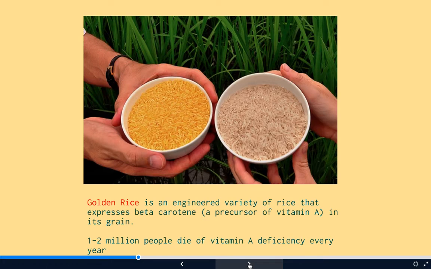Golden rice is an engineered variety of rice that expresses beta carotene, a precursor to vitamin A. In areas of the world where they may be lacking in vitamin A, which is essential for eyesight and some other things, golden rice can be engineered and it's much more nutritious, right? So here's a good example of a genetically modified food that's benefited 1 to 2 million people a year, and it helps to prevent vitamin A deficiency.